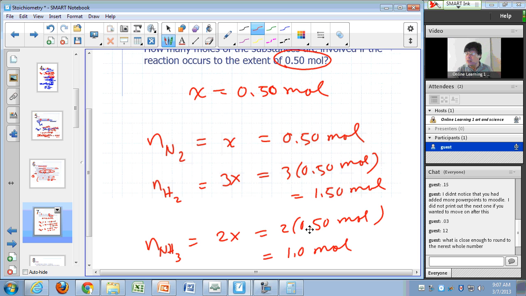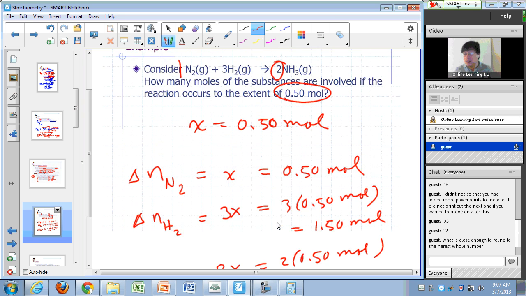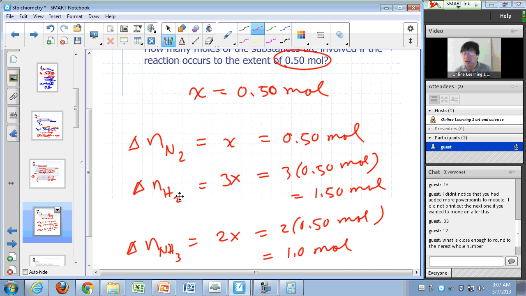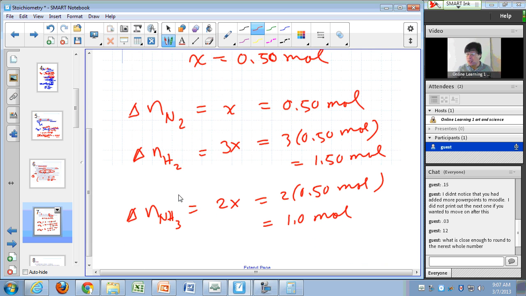To be more precise in terms of terminology, we really should be putting deltas here because that emphasizes the fact that these are really changes in the number of moles. So if the extent of reaction is 0.5 moles, you just multiply that by the coefficient, and you get the changes in your nitrogen, your hydrogen, and ammonia. Sometimes you put a negative in front of the reactants to indicate that you're actually losing them. But if we're just dealing with absolute values, these would be the changes.